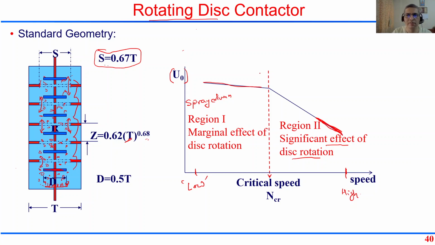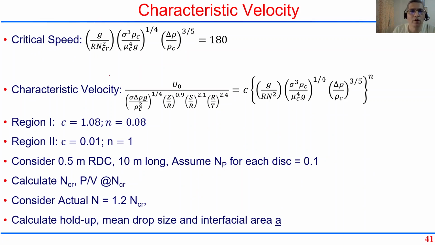What I want to talk about just now is only these two regimes. At low speeds, some behavior like a spray column would happen, and at high rotation speed, something like a mixer kind of hydrodynamic behavior would happen. So first of all, what people did is did experiments and correlated this critical speed. They measured the value of the critical speed and they correlated it to the properties. So what I'm going to give you is the empirical correlations for critical speed.